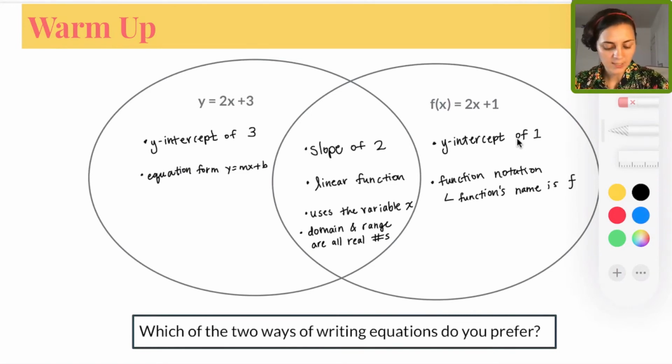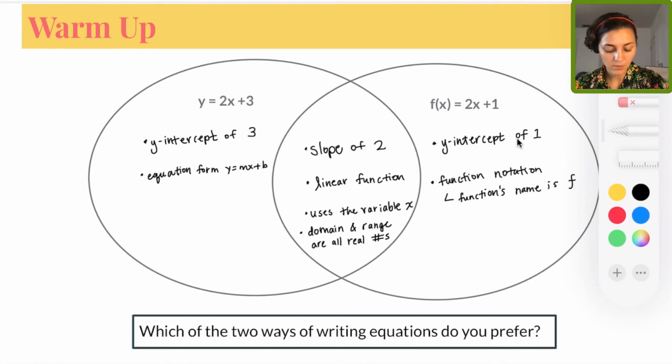Some similarities: they both have a slope of 2. They're both linear functions, so they both have a graph that is a line. They both use the variable x. You know that they could have used any variable that they wanted, but they both used x. And they both have the same domain and range. The domain and range are all real numbers.